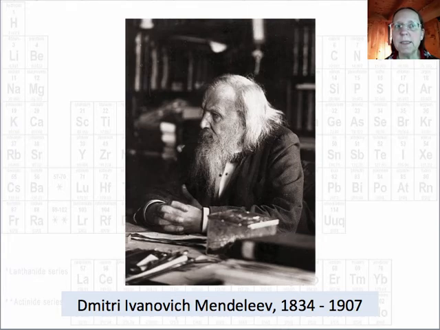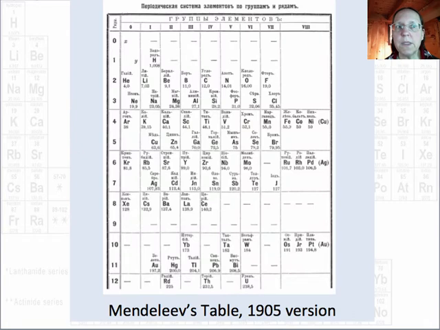Mendeleev started by listing the elements in order of mass, then observing that certain properties repeated as he looked along the list. The properties were periodic. He arranged the elements with similar properties in columns. As you look along the rows, the elements increase in mass. As you look down the columns, elements share similar physical and chemical properties.